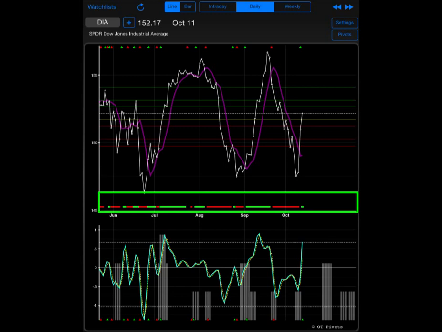In summary, OT Pivots provides users with easy access to pivot points and several trading strategies in a very affordable package. This concludes my brief introduction to the newest additions to the Odds Trader app family.